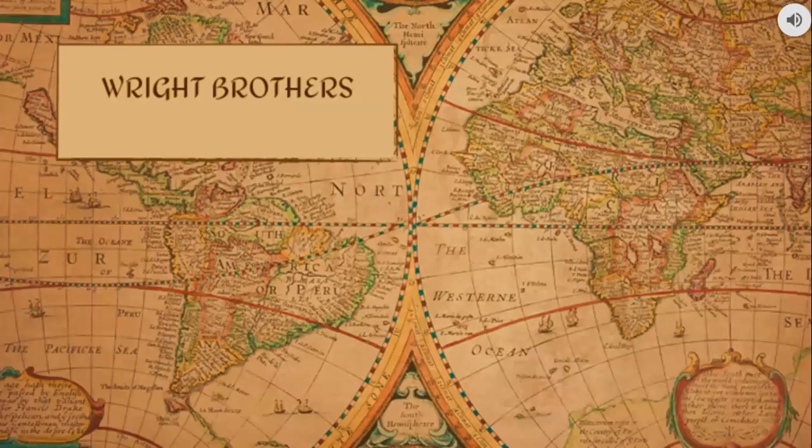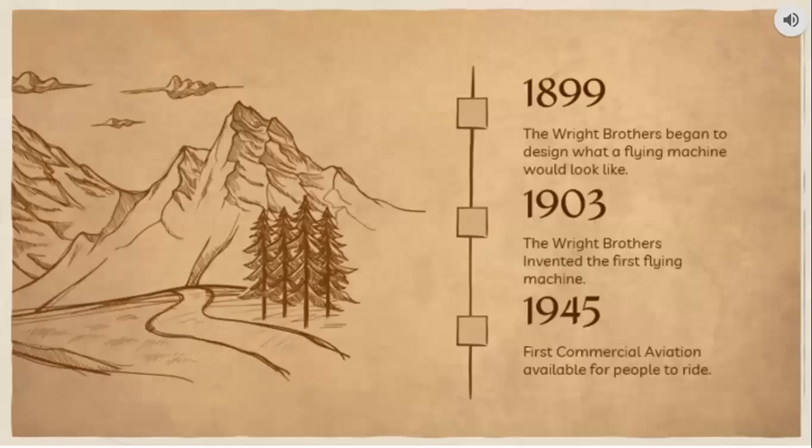Next, we will be discussing the discovery of air flight done by the Wright brothers, whereas it all started by simple birdwatching. Now we have background information covering the invention of the Wright brothers' airplane. In 1899, the brothers began to design what an airplane would look like. In 1903, the brothers invented the first flying machine. Finally, in 1945, the first commercial aviation was available for people to ride.